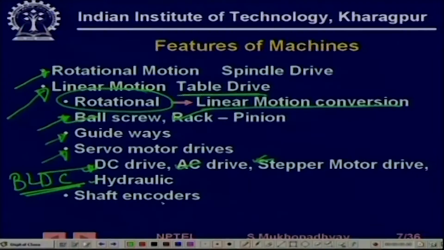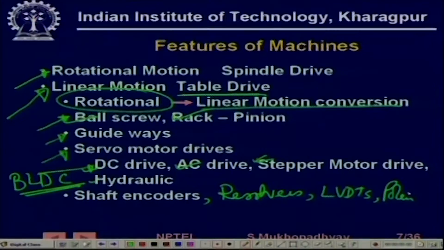Then naturally you need feedbacks. You have digital feedbacks like shaft encoders, or you can have resolvers. Sometimes you can have position sensors like LVDTs or potentiometers, etc.